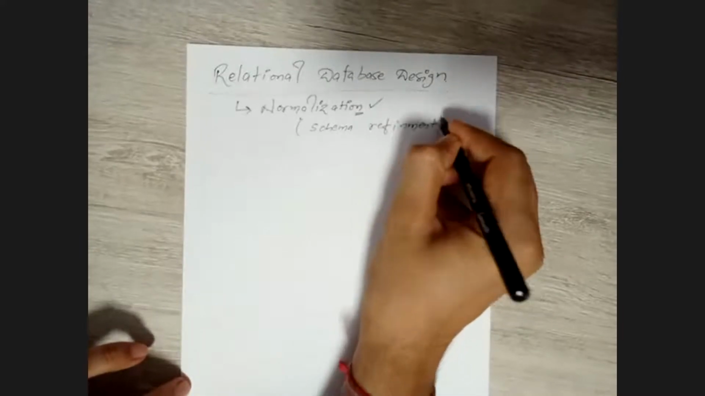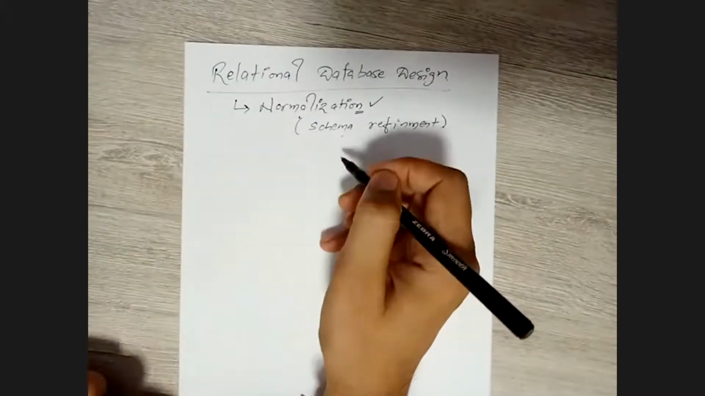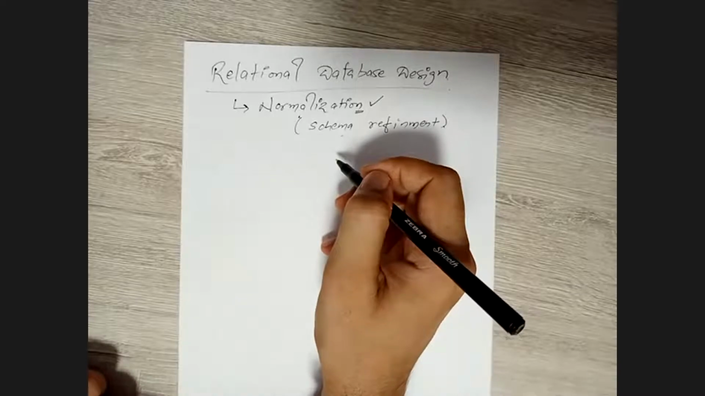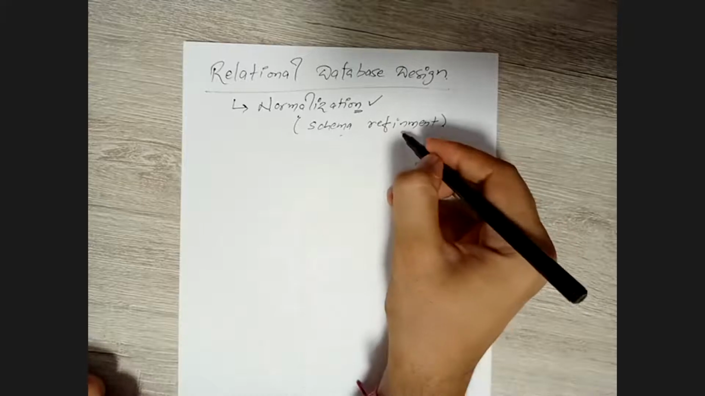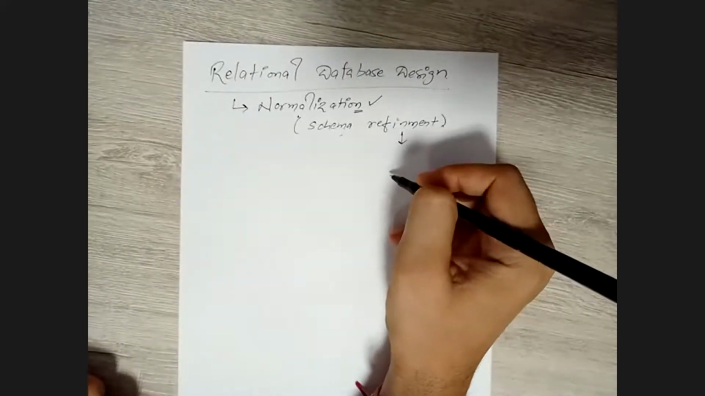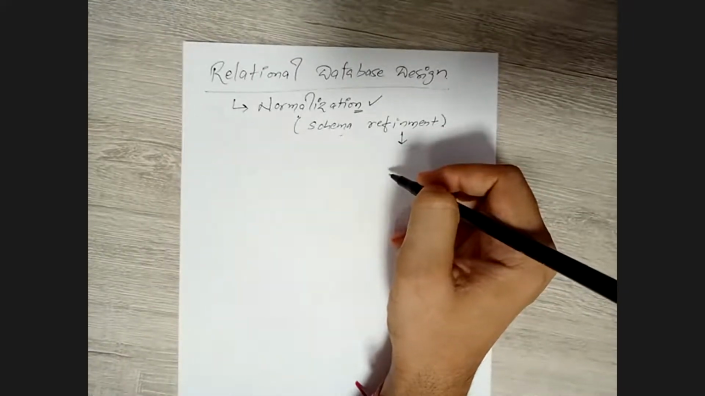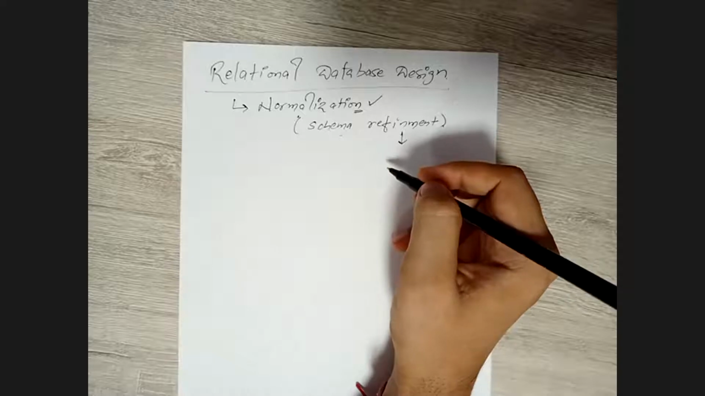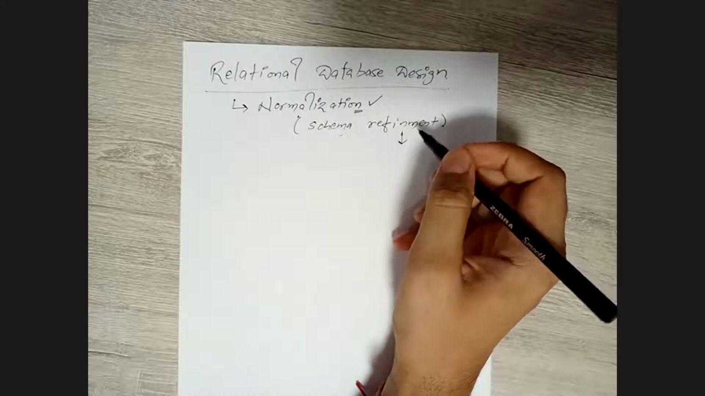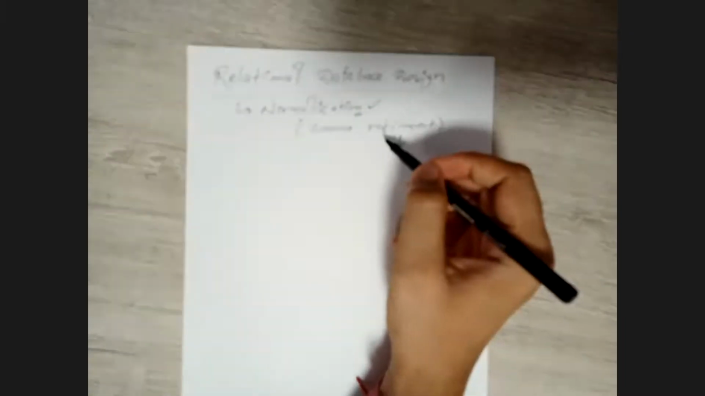As the name says, schema means the structure of our database, the database tables that we have. Refinement means we are refining the database. How can we refine it? In our database we have certain types of anomalies, redundancies, and some data related issues. We need to refine all those and eliminate these redundancies and anomalies out of our database. That is what normalization is all about.